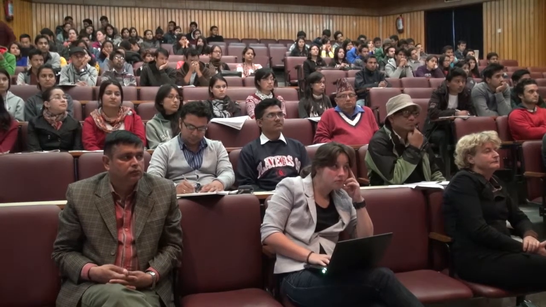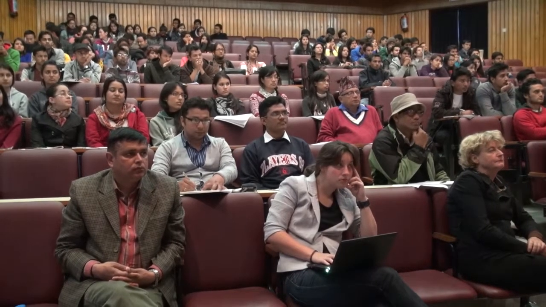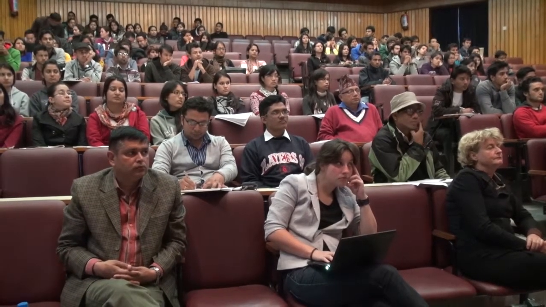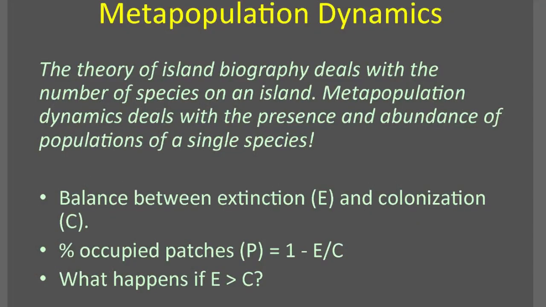So we have a number of patches, and a certain proportion is occupied, and there are animals there. And so we have this very simple equation saying that the proportion of occupied patches is one minus the ratio between extinction and colonization. Now, we can already say that when extinction is larger than colonization, then of course the number of occupied patches will go down. More and more patches will become empty.